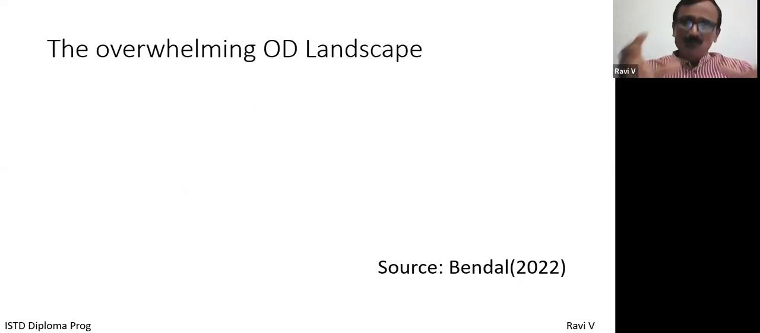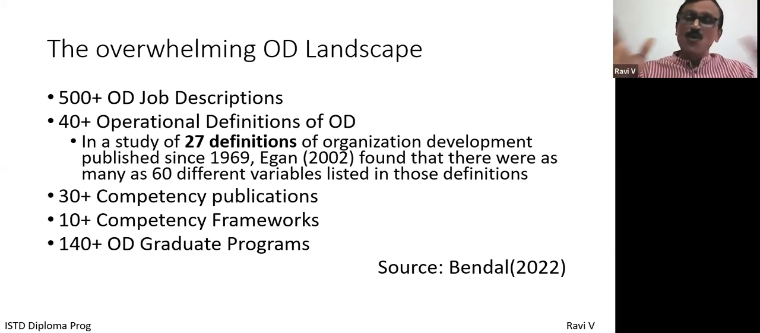Today, if you ask, OD is so complex, even sometimes complicated. Everything that is development, everything that is improvement happening in HR, is conveniently coined as OD. There are today as many as 500 odd job descriptions in OD. It's very large in terms of the canvas that we have. There are almost 40 plus operational definitions of OD now. In a study, 27 definitions of OD were there in 69, and 60 different variables were involved. So my job is not to complicate it. I'm going to make it simple as we proceed further.